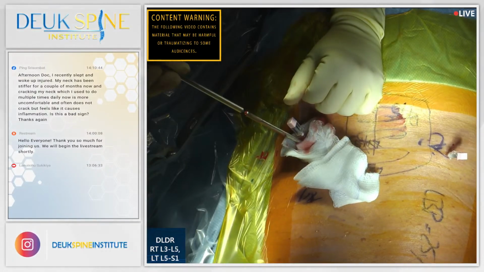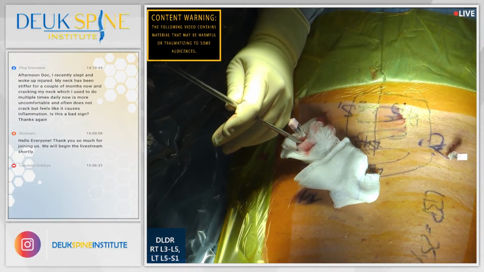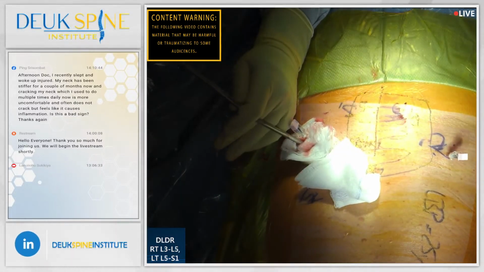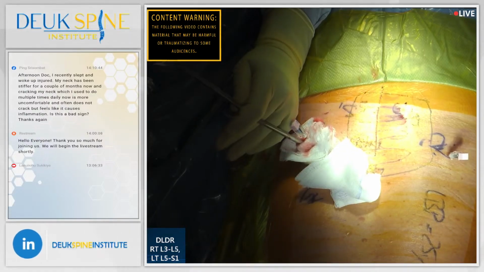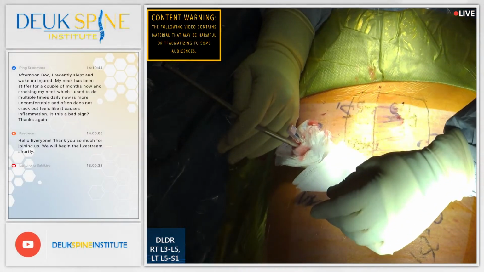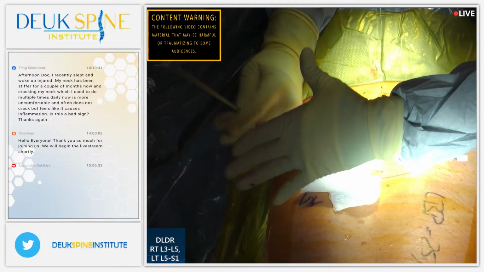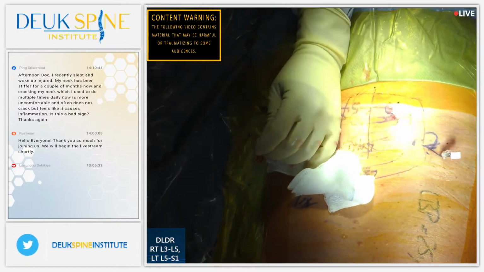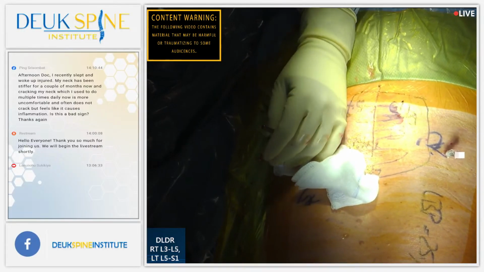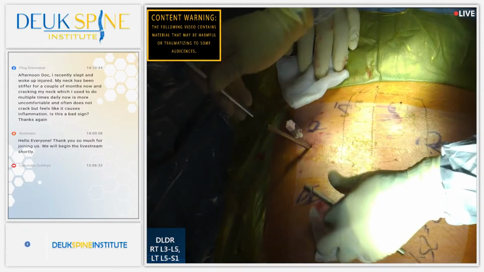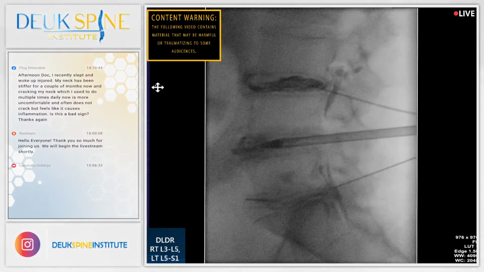Yes, we have a question coming from Ping on Facebook saying, "Afternoon, Doc. I recently slept and woke up injured. My neck has been stiffer for a couple of months now, and crackling in my neck, which I used to do multiple times daily, now is more uncomfortable and often does not crack, but it feels like it's causing inflammation. Is this a bad sign? Thank you." Yeah, the cracking and pain in the neck is coming from your facet joints, and you need the Duke plasma rhizotomy of your cervical facets. What you really need is to do another telemedicine with me, figure out what it is, and let's get it fixed.